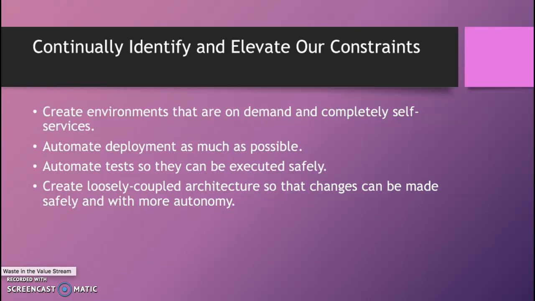Continually identify and evaluate constraints. There's something that we don't want, so we want to elevate it, see it, stop it, and fix it. So we create an environment that's self-service and automated. We're going to automate deployment and testing, and we want to make these changes safely, with more automation. That's the way we do it.